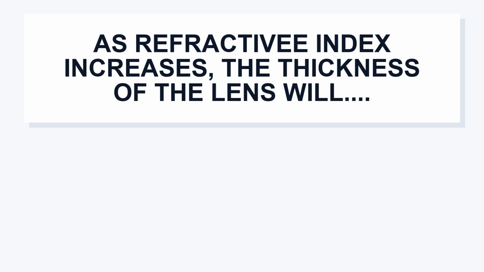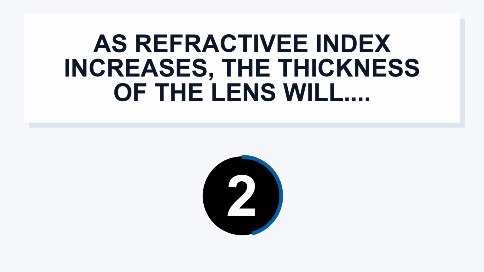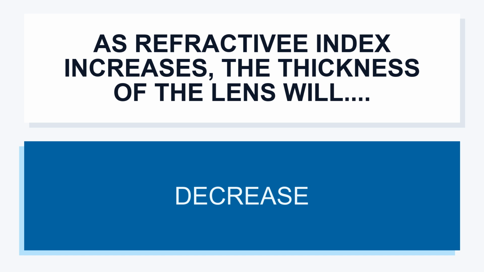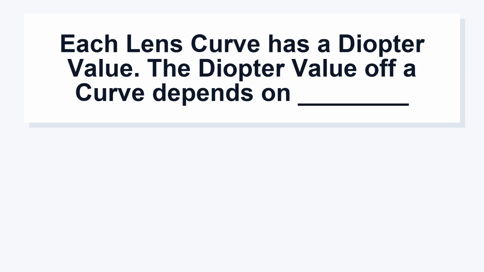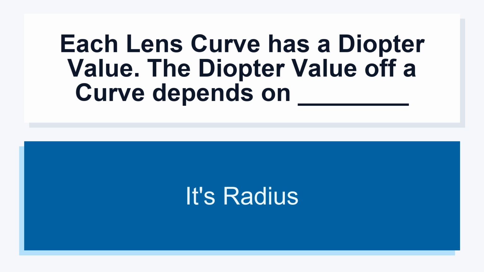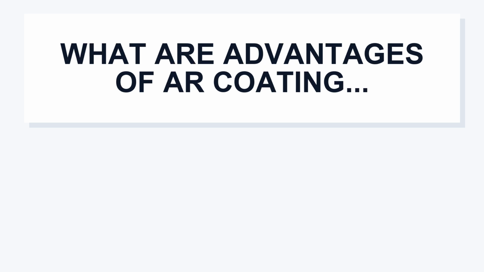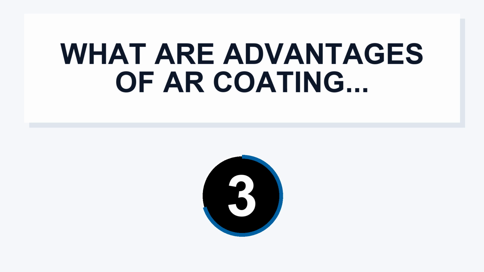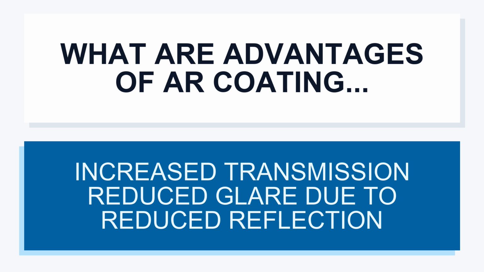As refractive index increases, the thickness of the lens will decrease. Each lens curve has a diopter value. The diopter value of a curve depends on its radius. What are the advantages of AR coating? Increased transmission, reduced glare due to reduced reflection.